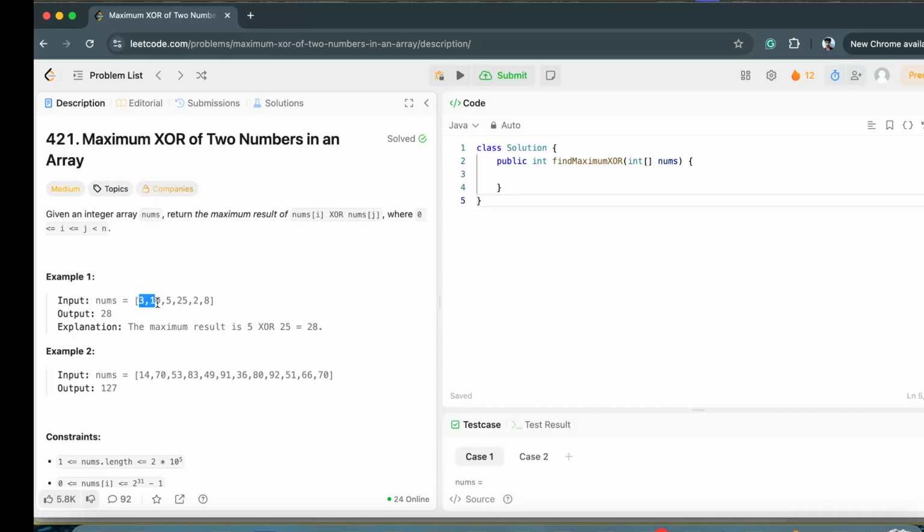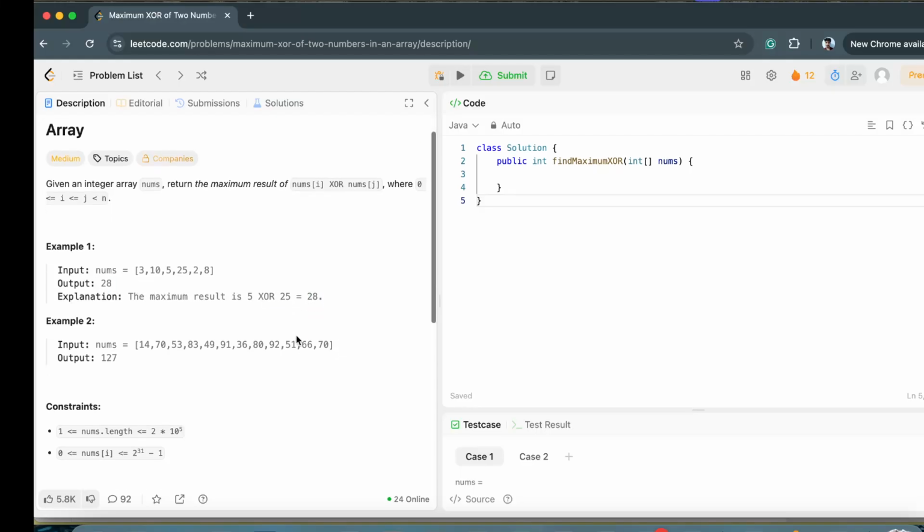So we can pick either 3 and 10, 3 and 5, 3 and 25, or 5 and 25, 5 and 2 like that, and we have to perform the XOR operation. The best result we can get is between 5 and 25, which is 28, and that is what we have to print as the output. Okay, I guess this question is pretty much clear.